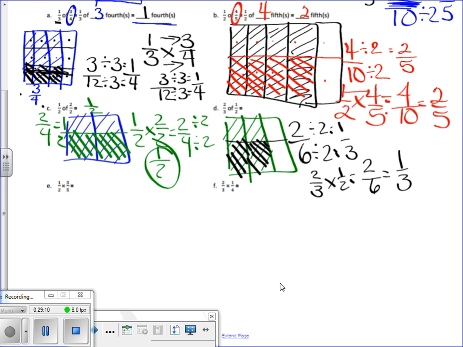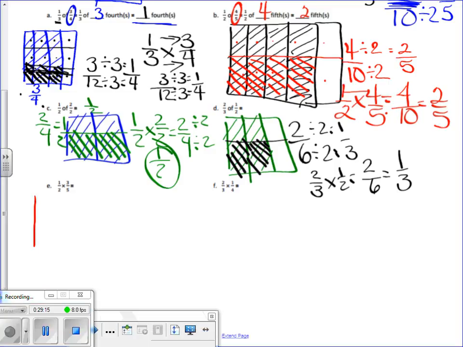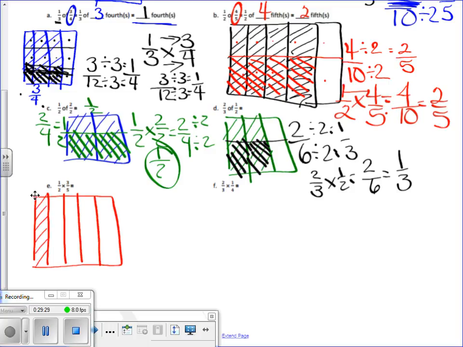Okay, I want you to do E and F. So, rectangular model. 1/2 of 3/5. 1/2 times 3/5. So 1, 2, 3, 4, and 5. Coloring in 3. So like I got this right. Shaded in 3 out of 5. Taking half. So shading in the bottom or the top. It doesn't matter. You just can't shade in both.